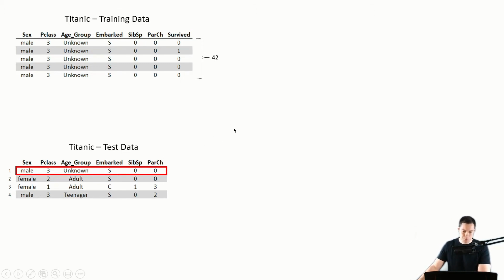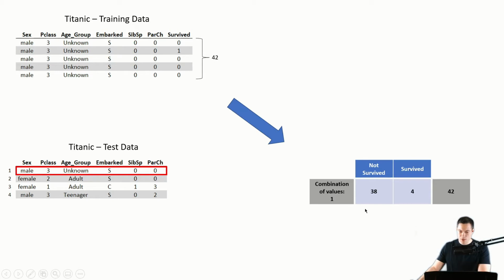So let's do that. So if we then check how many survived, then we can see that 38 out of those 42 did not survive and only 4 survived. So let's also see what that looks like in percentages. So you can see then that 90% of the passengers that have the exact same combination of values as test passenger 1 did not survive.